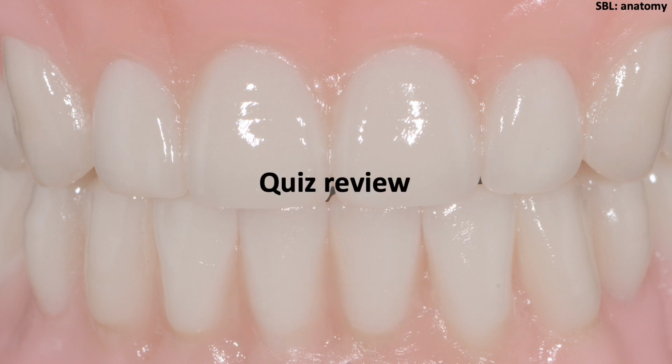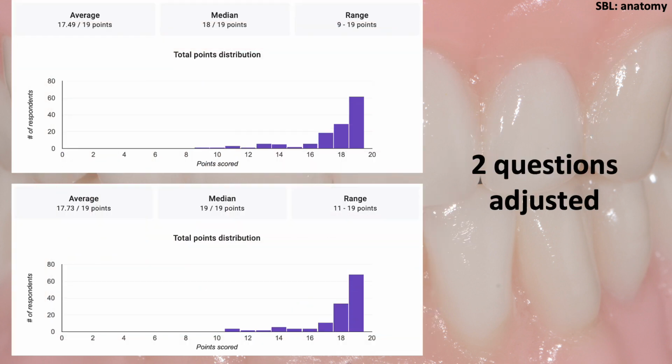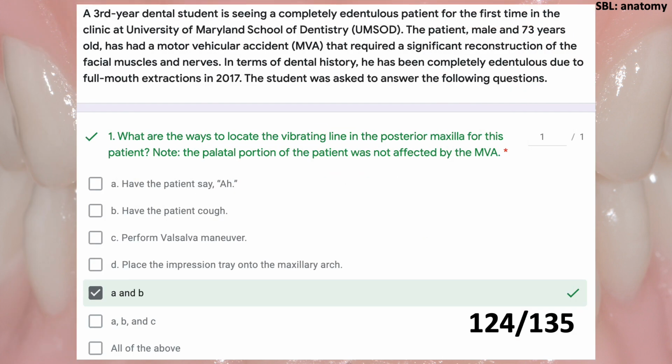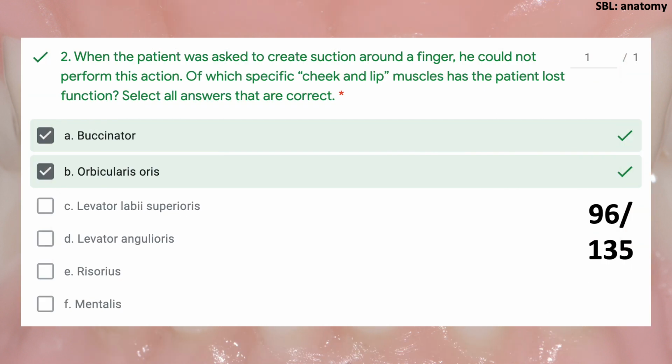Quiz review, I'll also tell you what kind of questions you should expect on this topic. There are two questions that a significant number of you missed. For that reason, those two questions I threw out. After doing that, I got the lower histogram. So let's see. The first one, most of you got it right. This was one of the two questions that I threw out.